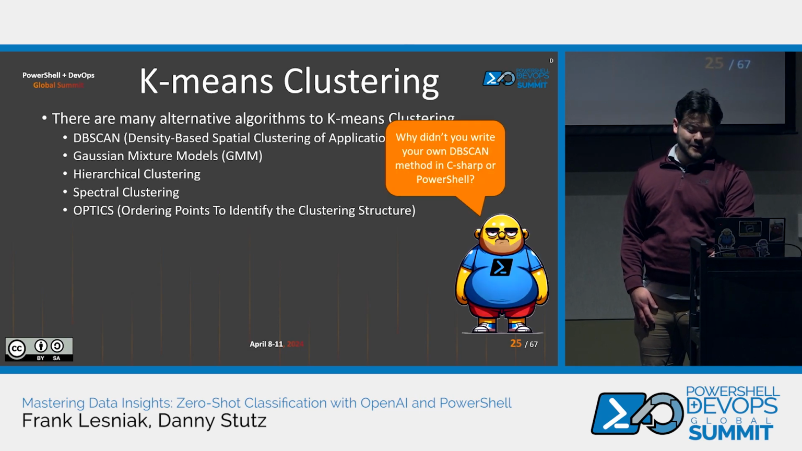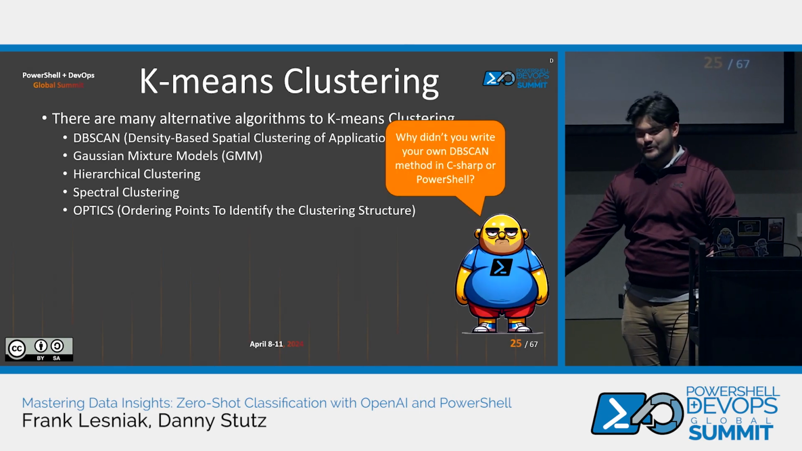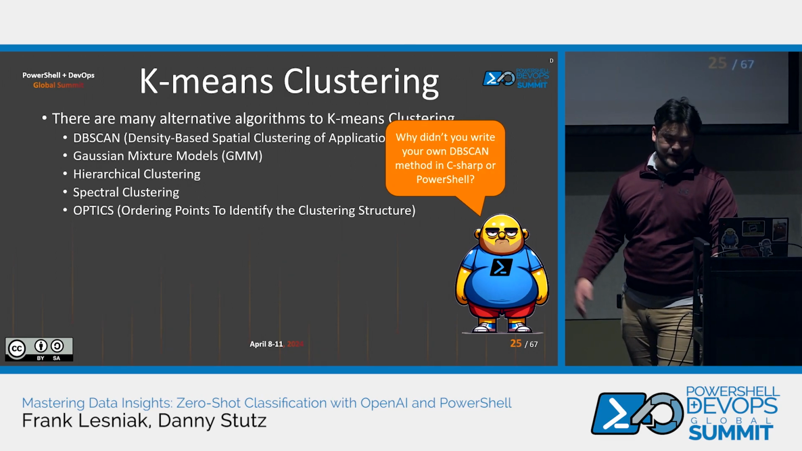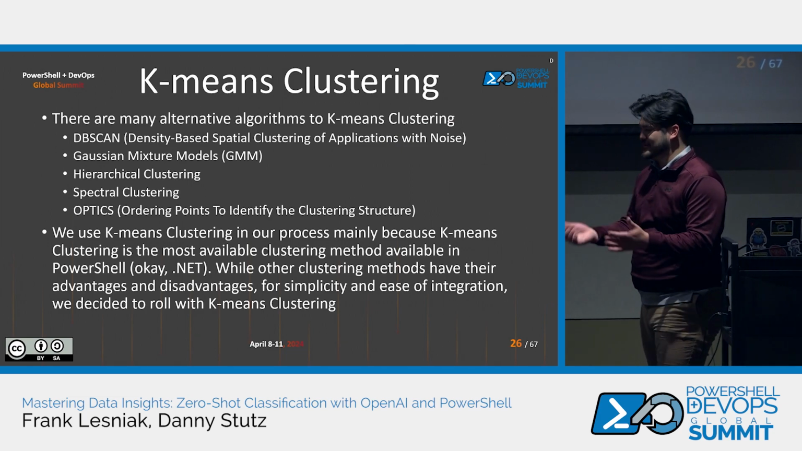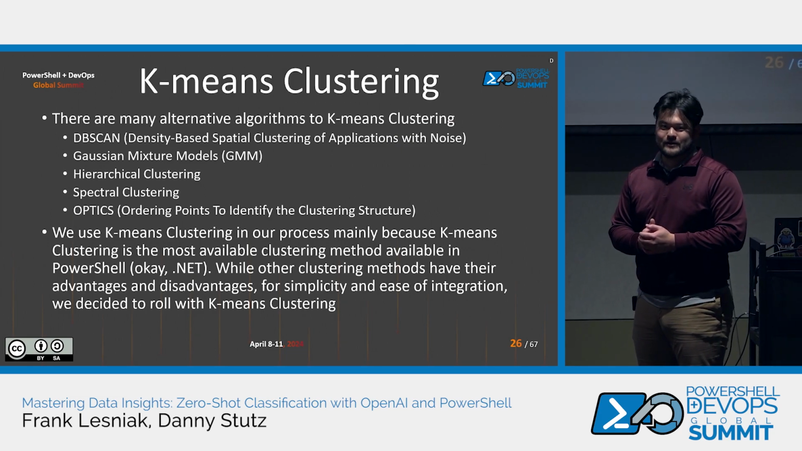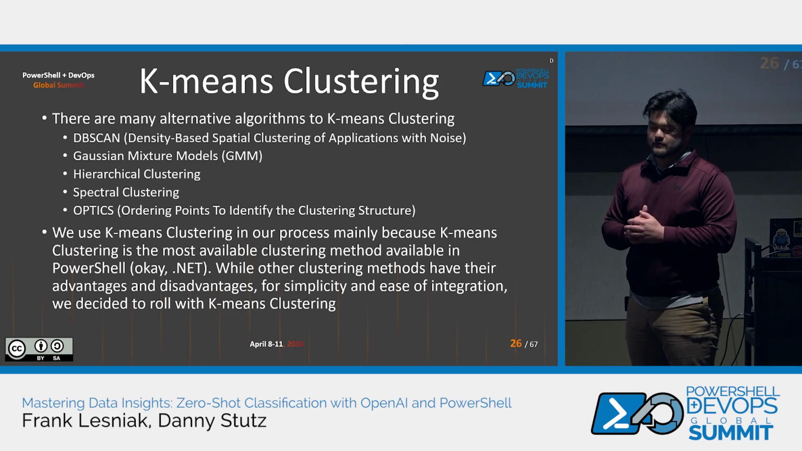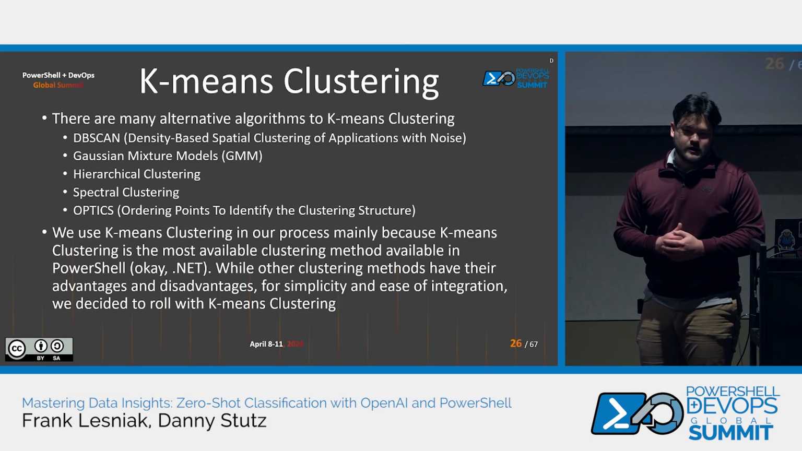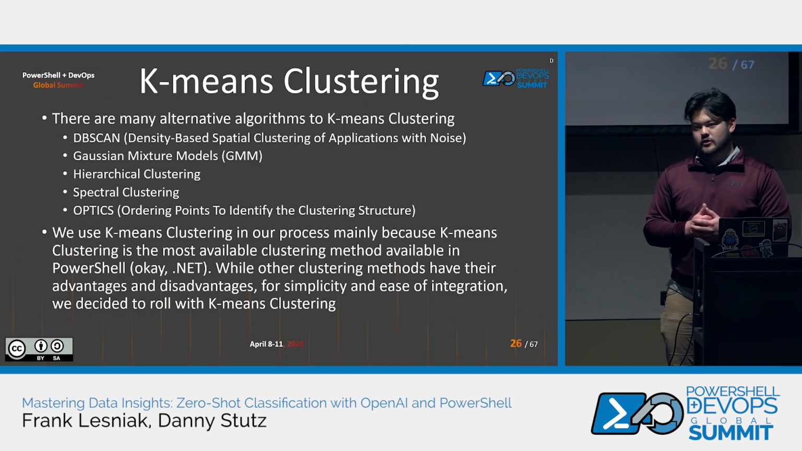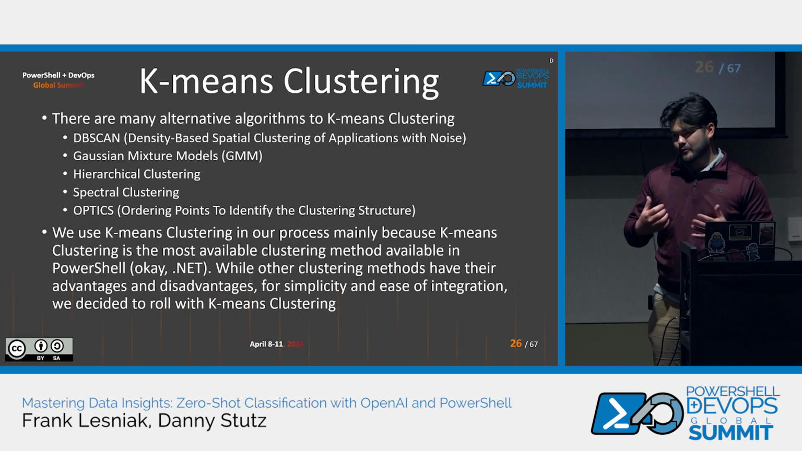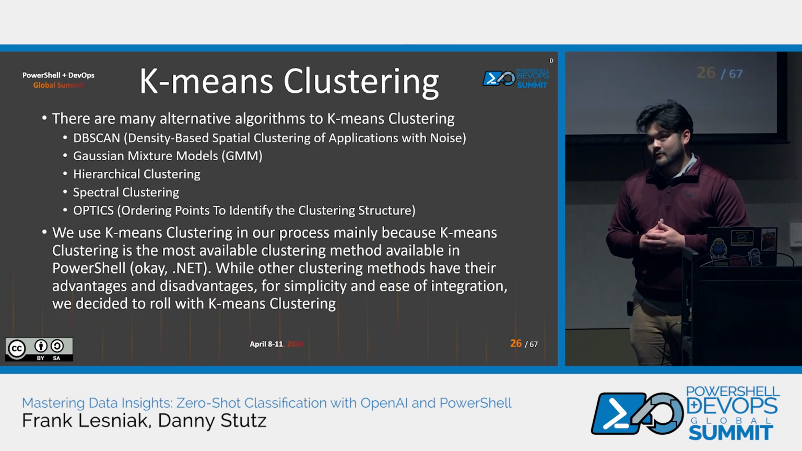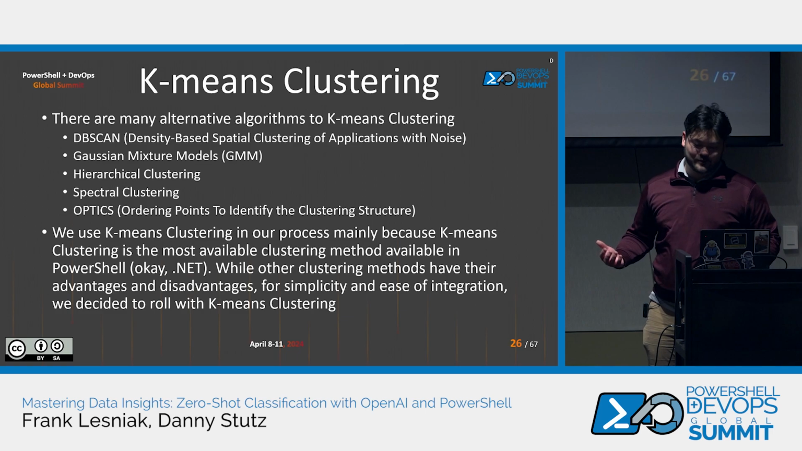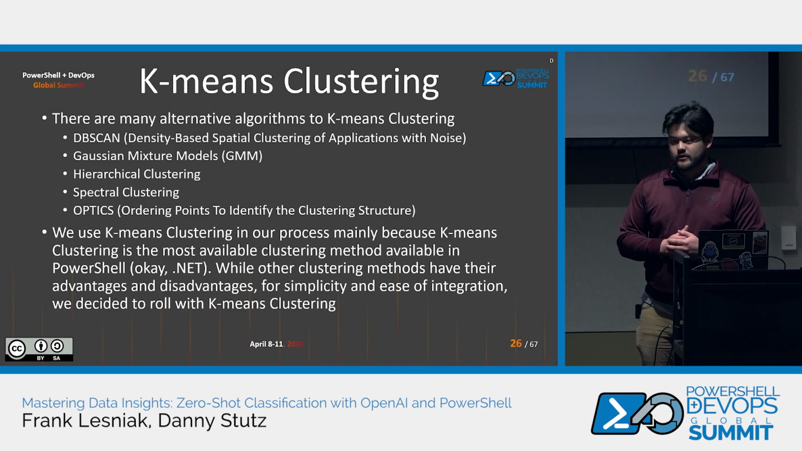As Poorly PowerShell guy says, why didn't we just use DBSCAN or write our own method in C# or PowerShell? To be honest, the main reason that we used k-means clustering was convenience. There are tons of different models and algorithms available in Python, but we found it easiest to use k-means clustering just because it's readily available within PowerShell. Not necessarily PowerShell, it's technically .NET, but for the sake of an example here, that's really why we used it.